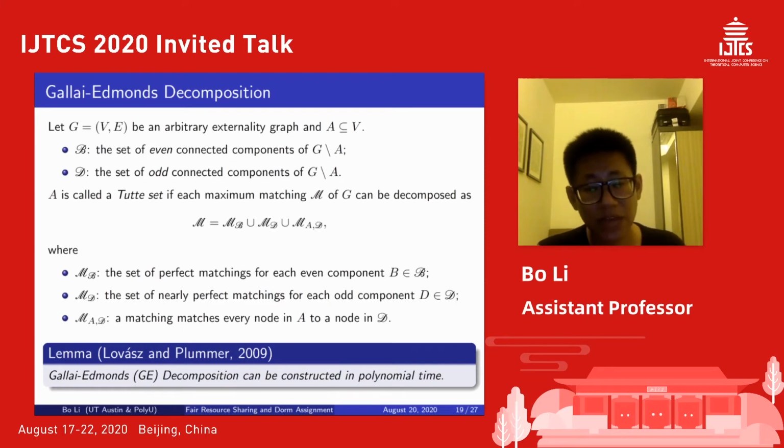And then we have matching MAD. It is a matching between A and the uncovered agents in D. And this matching should match all the nodes in A. So every node in A is matched to a node in D. And we know that all possible uncovered nodes should be in some of the odd components. So if every maximum matching can be decomposed like this, A is called a TAT set. So this is a very strong decomposition. And by the following lemma, we know that a Gallai-Edmonds decomposition exists and can be found in polynomial time.